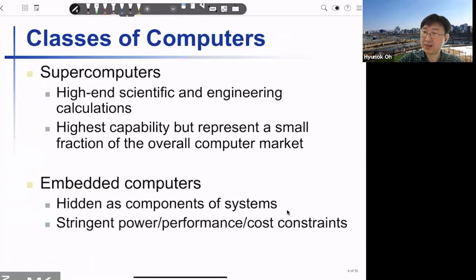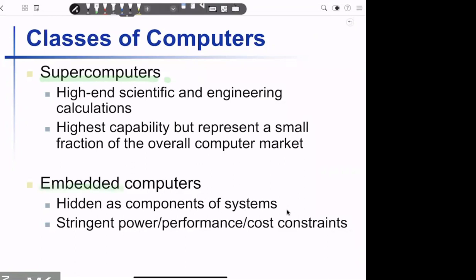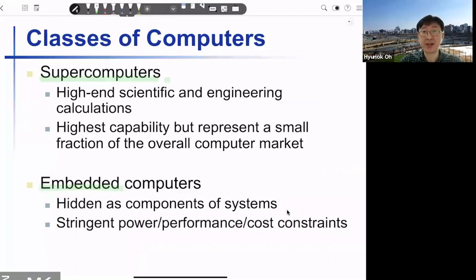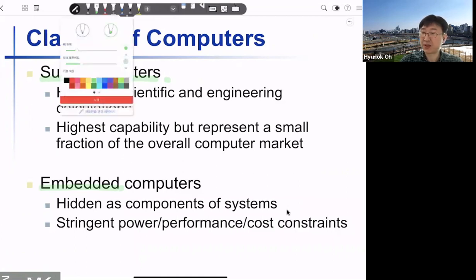And another one is supercomputer. Like weather forecasting, we are using these supercomputer systems. Right? So for high-end scientific and engineering problems, we will use these supercomputers. And the last one is embedded computers. For instance, home appliances like a refrigerator or TV or cars. These systems have computer systems. Even though we cannot see any screen or keyboard, they are also computer systems.